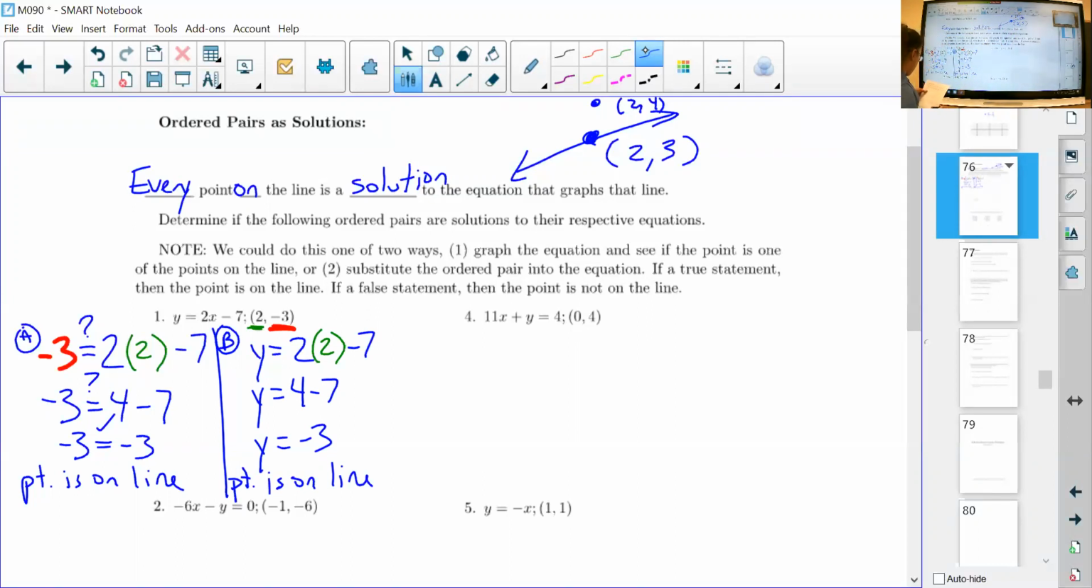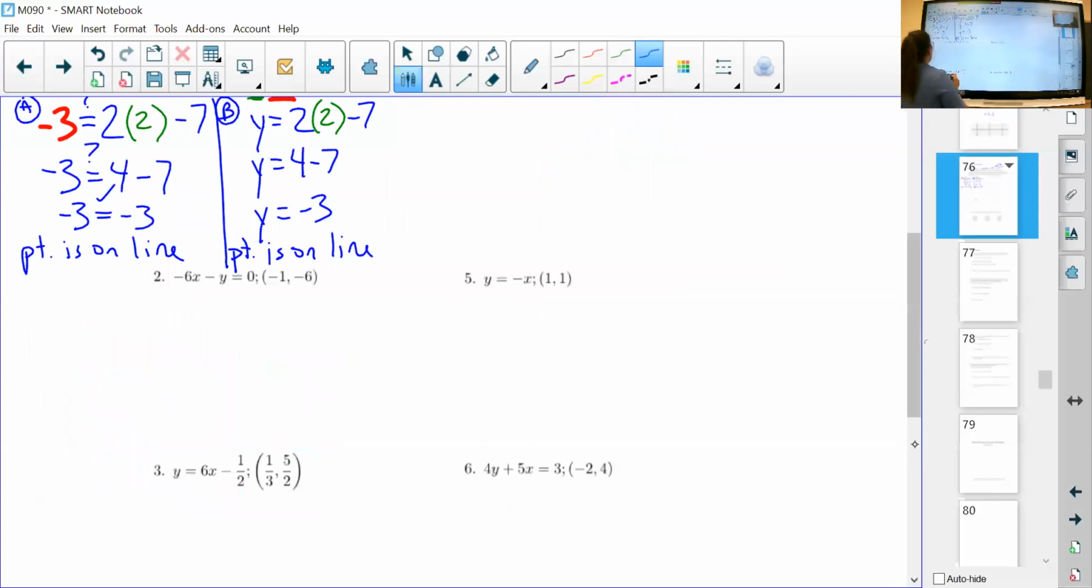Let's take a look at number 2. If we're doing this the same way, we can either do method A, plug in -1 for your x, plug in -6 for your y. Watch your signs and see if this is true. Or you can just plug in -1 for your x and solve for y, and hopefully it's -6. And if it's not, the point is not on the line. We could also plug in just the y value and solve for x. That would work as well. Some of these are going to be true, some of these are going to be false.